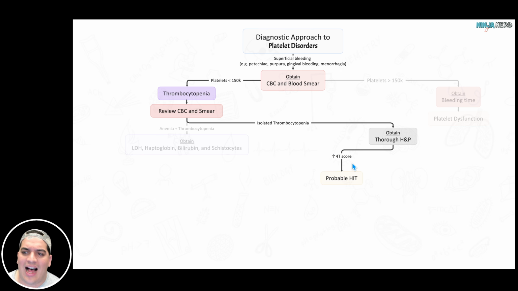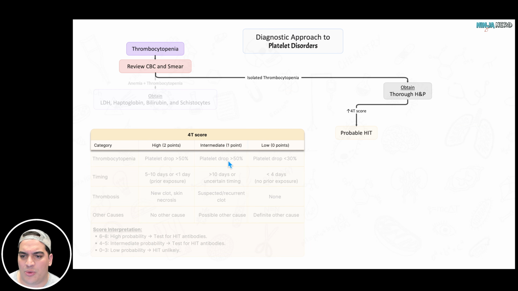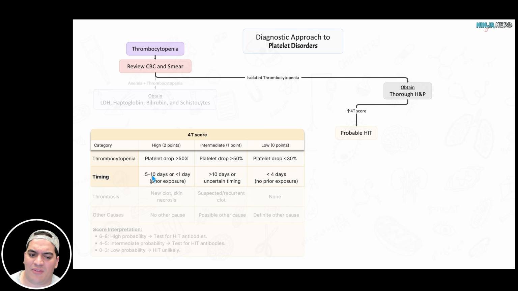So if they have a high score, it could be HIT. How do we determine this? Well, we take a look at a lot of these. I don't want you to memorize this. I want you to just really think about it. If they have a really significant platelet drop, greater than 50% from their baseline, that's really concerning. If it happens within 5 to 10 days, sometimes even 15, so 5 to 15 days. If there's thrombosis, skin necrosis, a new DVT, a new PE, some kind of paradoxical presentation that makes you think about HIT. And then if there's no other explainable cause, it's very likely it's HIT.